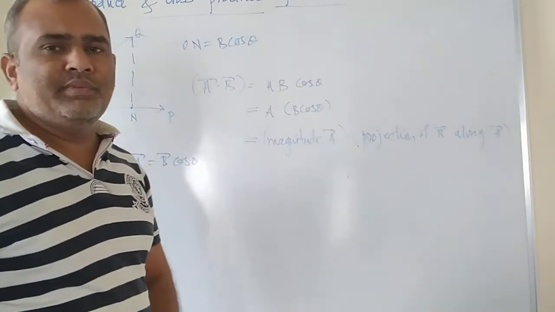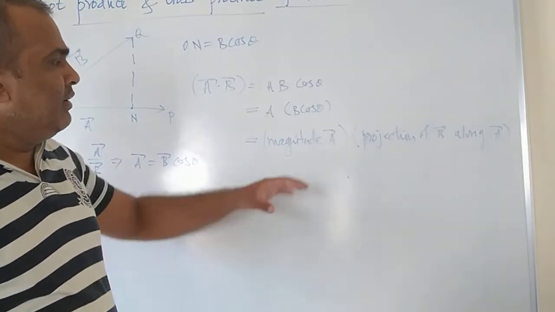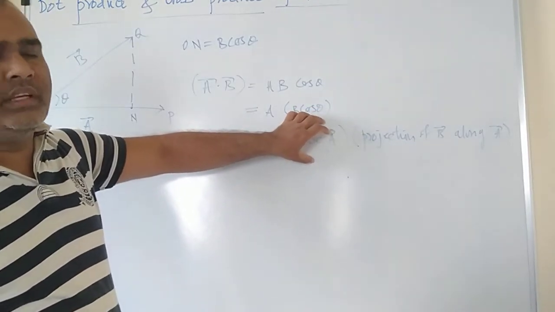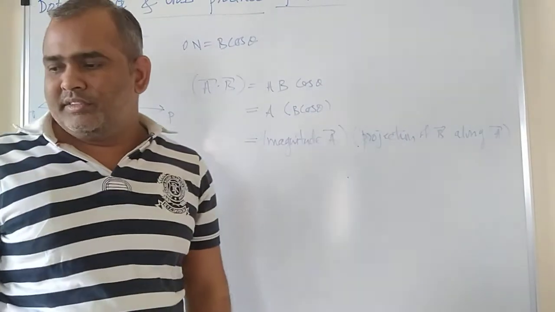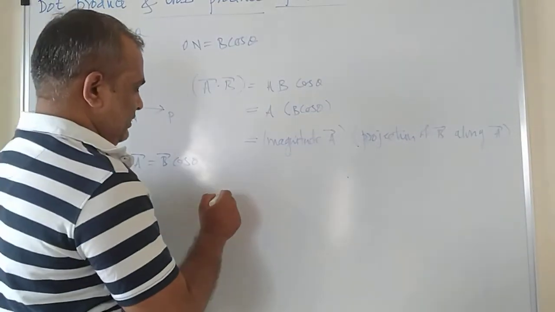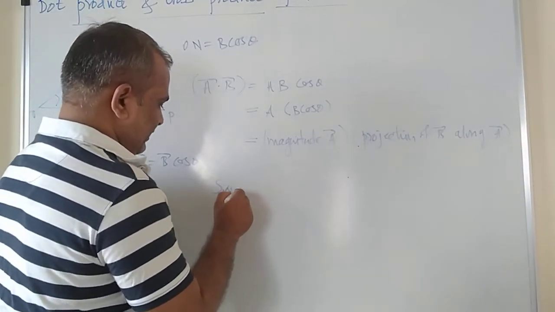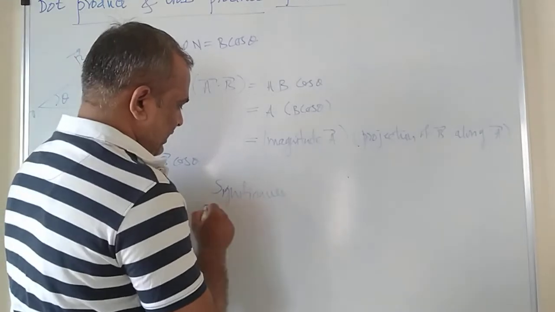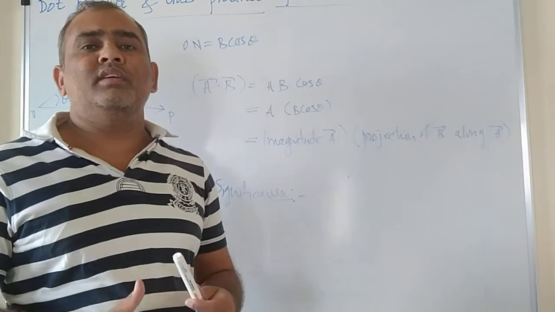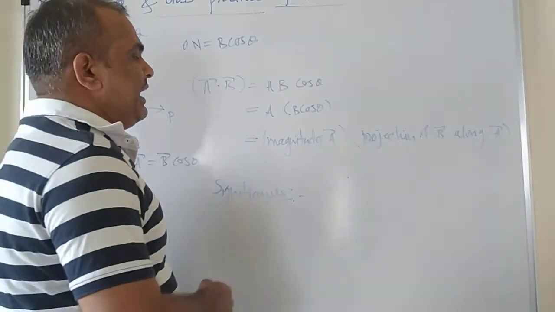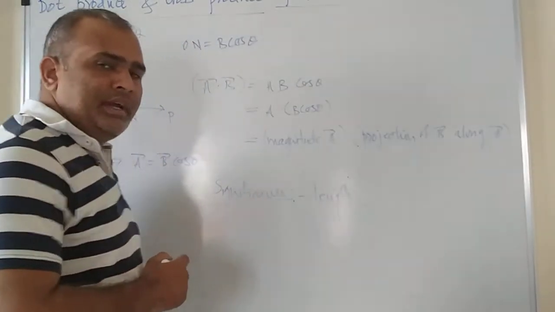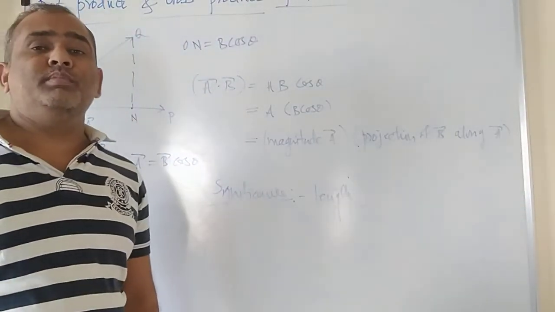Now what is the physical significance of this dot product? From this projection of one vector over the other, you can say the significance of the dot product is nothing but the projection of one vector over the other. It just represents the projection of one vector over the other vector, and it just gives a length and nothing more than this. Fine. So this is called the dot product of two vectors.